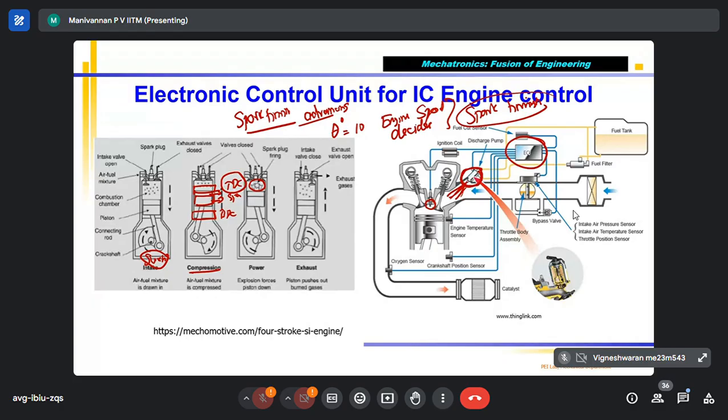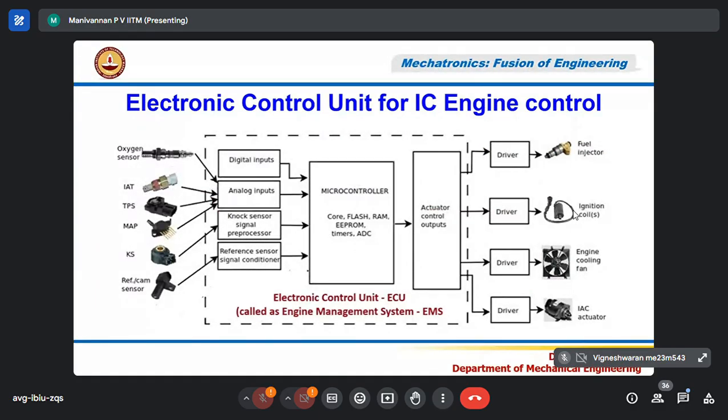Okay. So now the whole idea is we want to control the engine. So what sensors are used in SI engine control? Correct. Fuel injection system control. I have an electronic ECU, which consists of a microcontroller. It has a memory where I store a program, and also it has an AD converter.